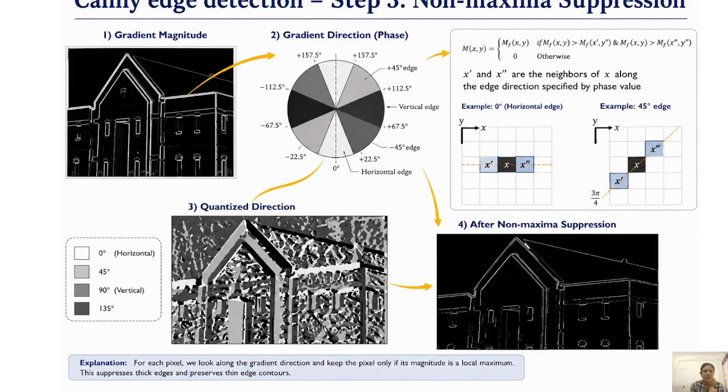And the next one is a very interesting thing, the non-maximal suppression. So how do we find the non-maximal suppression? In the image we can see the gradient magnitude over here. This magnitude, what we are going to do is plot in the gradient phase direction.